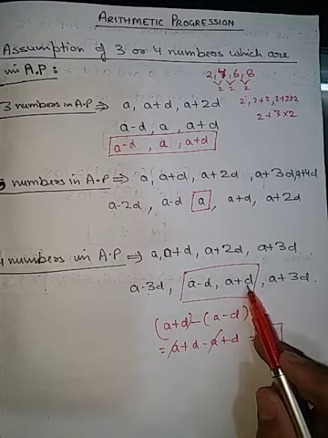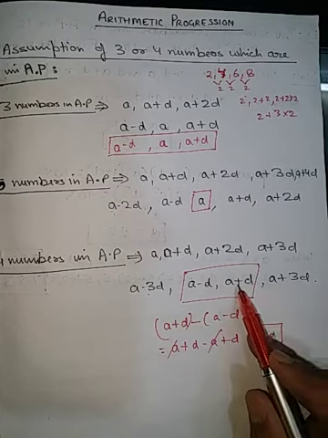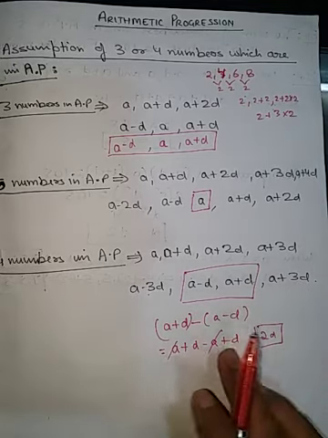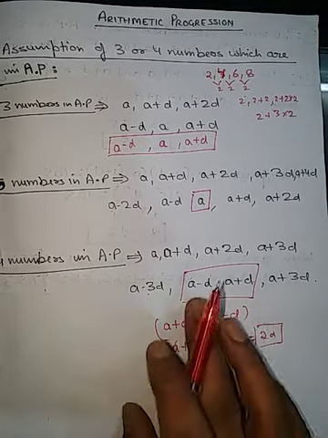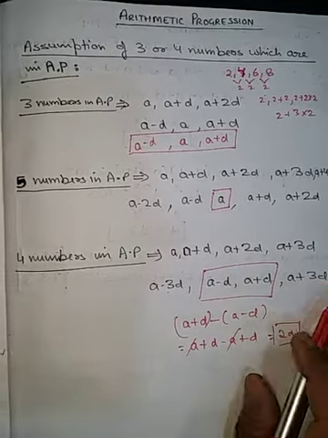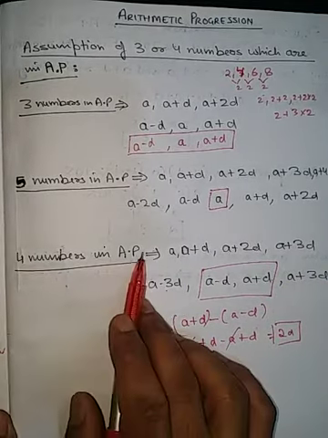Next number will be plus 2D more. So A plus D plus 2D, that is A plus 3D. So this way we have to move. Either you get through this solution or just learn that we have to assume this way when we have even numbers.